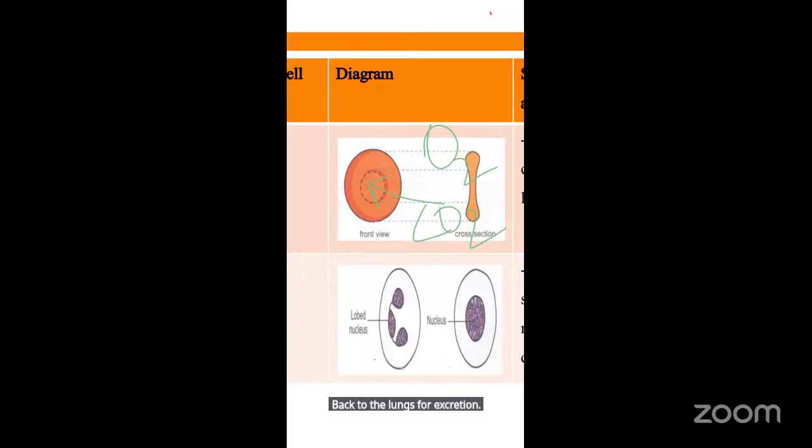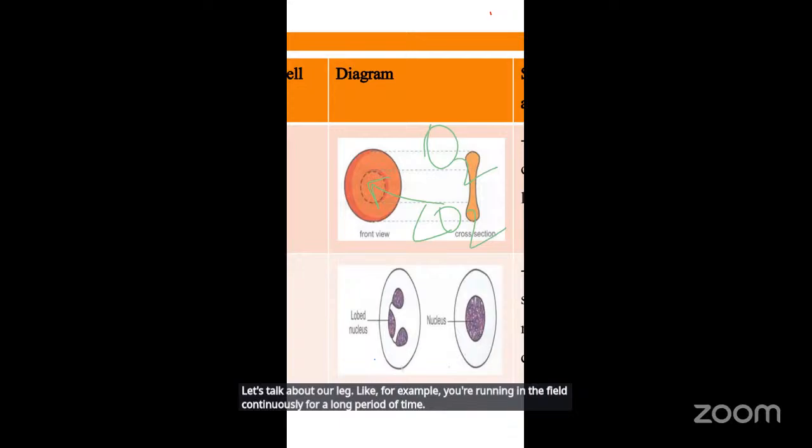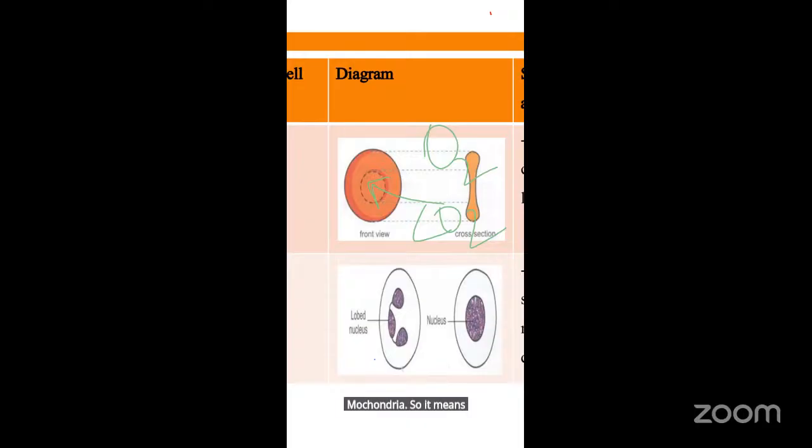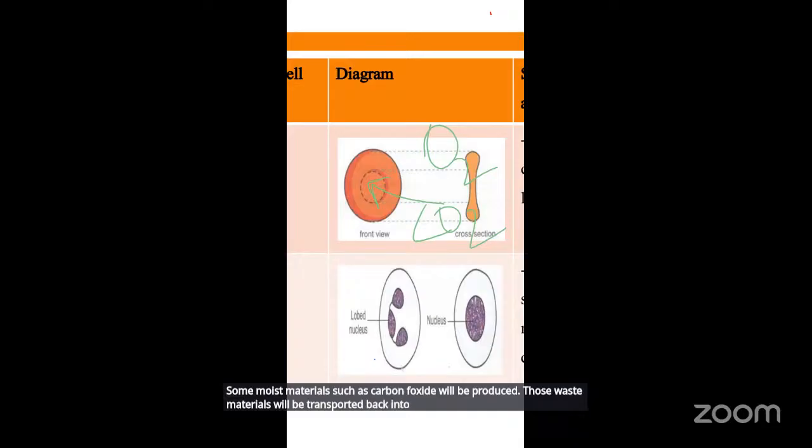For example, let's talk about our legs. Say you're running in the field continuously for a long period of time. The muscles of your feet must have energy. That energy will be supplied through respiration, in the mitochondria. So it means that in the process of producing energy, some waste material such as carbon dioxide will be produced. Those waste materials will be transported back to the lungs for excretion.